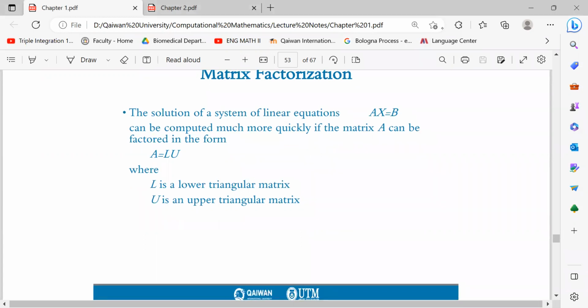In this method, we need to first write down the augmented matrix, AX equals B. AX equals B is the matrix form of the linear system. Here, A is the coefficients of the variables, and B is the right-hand side, or the constant terms.